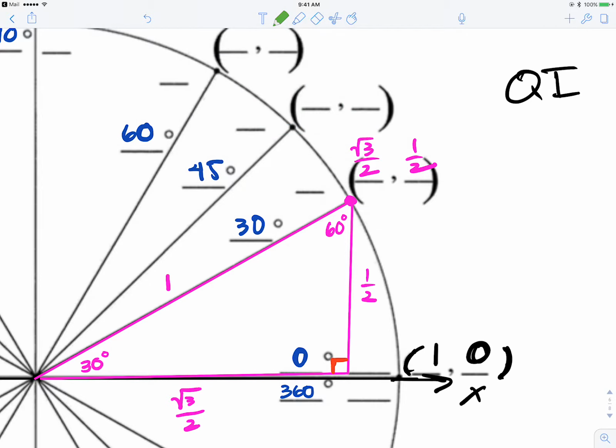So this next point at 60 degrees, we're going to figure out what the x and y is there. To do that, I'm again going to drop it perpendicular under there and draw a right triangle.